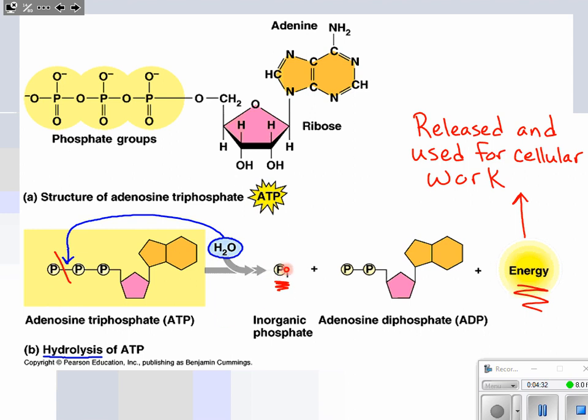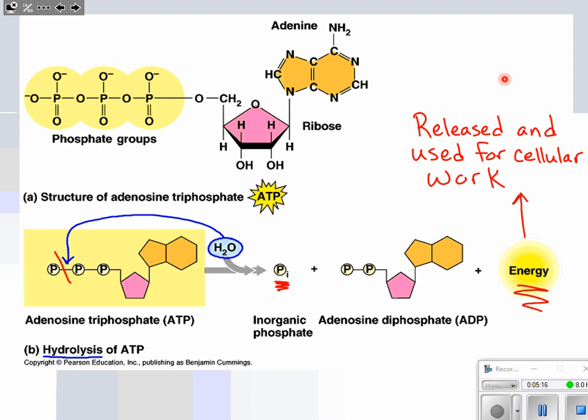So see, now it's no longer attached. And now there's only 2 phosphates on that molecule. By breaking the bond, energy is released. 1 phosphate is no longer attached. And what we have left over is a molecule called adenosine diphosphate, because it only has 2 phosphates left. And it still has some stored energy, but it doesn't have as much, because some of that energy that used to be stored in this bond has now been released, and that released energy can now be used for cellular work.